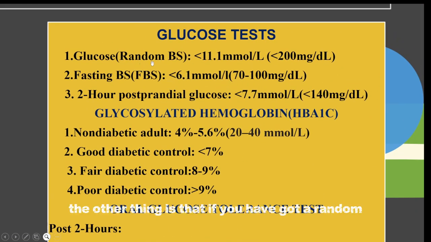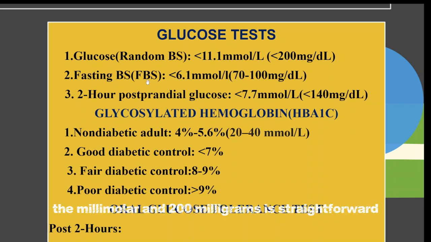The other thing is that if you have got a random blood sugar that is more than 7, I mean the fasting blood sugar is more than 7, it's diabetes, with symptoms. So more than 7, others will use 126 milligrams per deciliter, as the conversion factor between the millimole and the milligrams is straightforward.